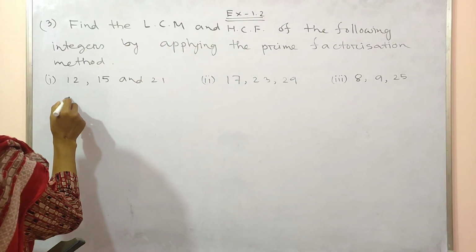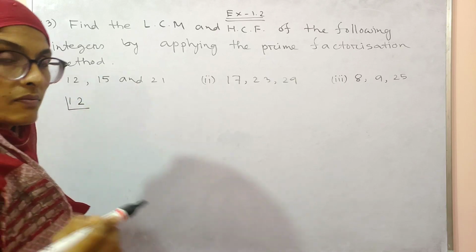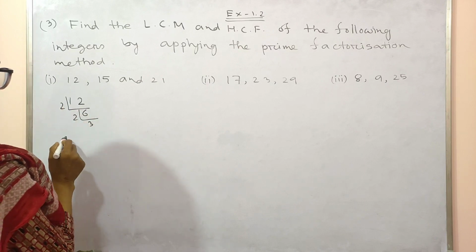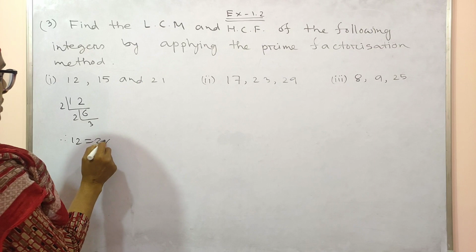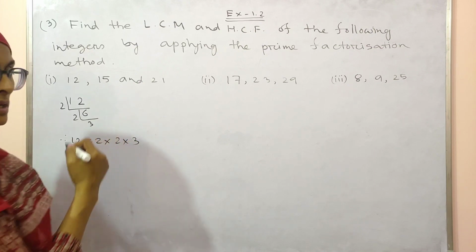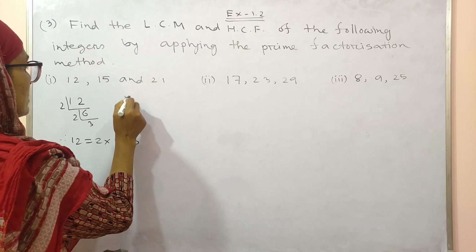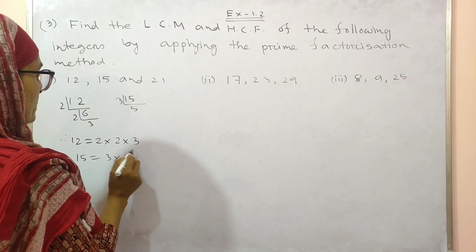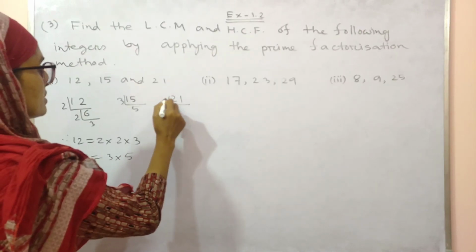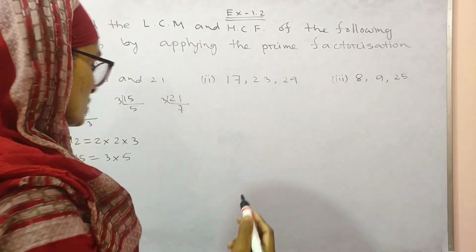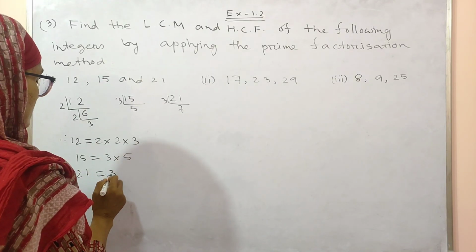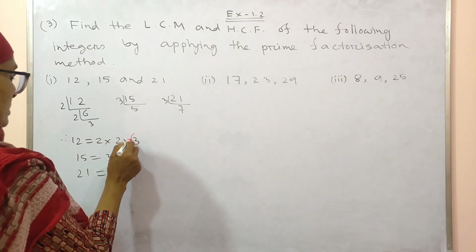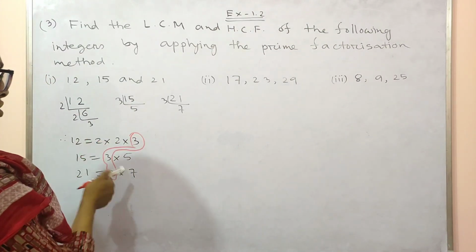Number 1, here we have to factorize 12. Divide by 2: 2 sixes are 12, 2 threes are 6. So you can write 12 equal to 2 into 2 into 3. Similarly, 15: 3 fives are 15, so you can write 3 into 5. Next 21: 3 sevens are 21, so you can write 3 into 7. Now check which are common.